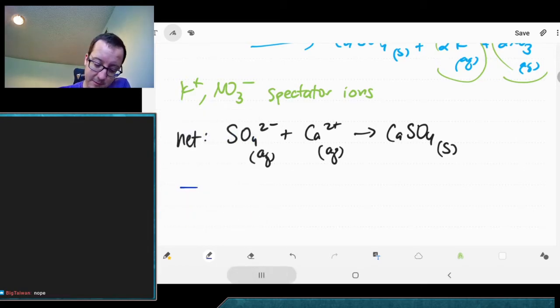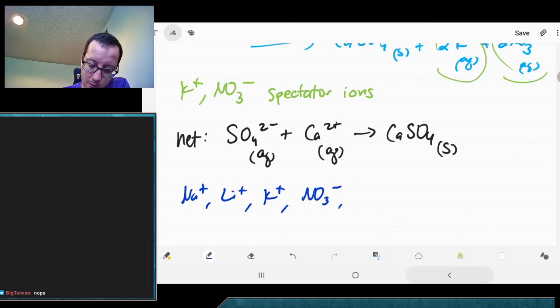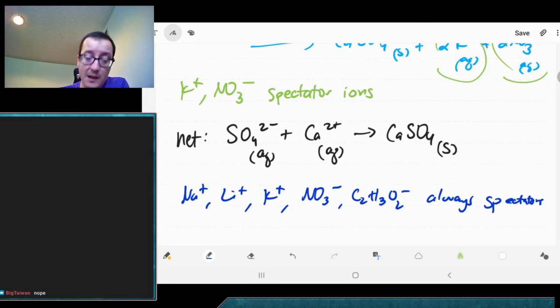We're going to see that for solubility rules, everything in that first category, metal-wise, and then the acetate, are always spectators. I'm omitting ammonium from this because we are going to see that there is one case where ammonium will not be a spectator. But by and large, ammonium usually is. So with these, those ions are always going to be spectators. So thankfully, we can just get rid of them.